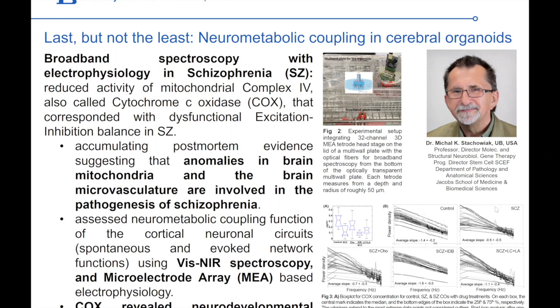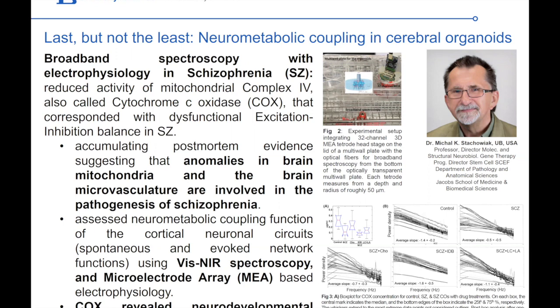So control and schizophrenia, the slope is different. It's flatter here. It's minus 0.5 compared to minus 1.4. So it gets flatter, which is known to be due to the increase of excitation inhibition balance in the tissue. So anyway, there's a different application that we are looking into with this hardware and the signal processing technique that we have developed.